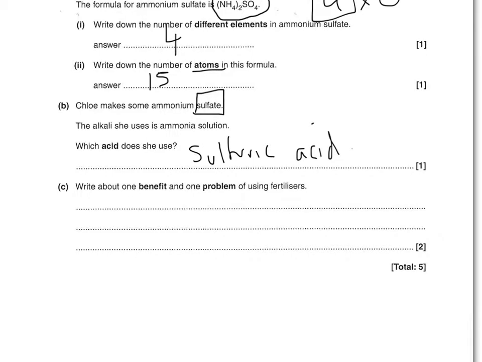Write about 1 benefit and 1 problem of using fertilizers. So the benefit is that it increases crop yield or increases the food supply, or it helps the crops grow faster. And then a problem is that it causes death of animals that live in water. Or you could put the special name for that, which is eutrophication, or you could say it pollutes water supplies. So any of those, we get that 2nd mark there.